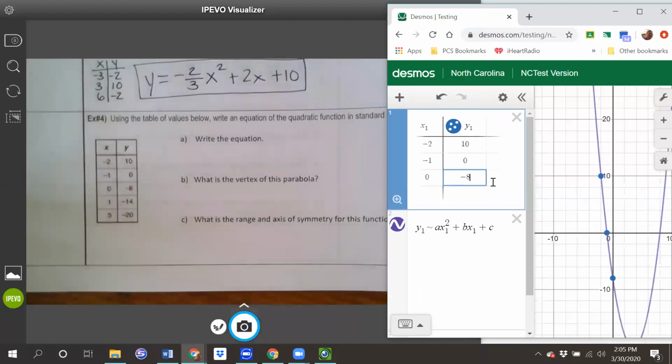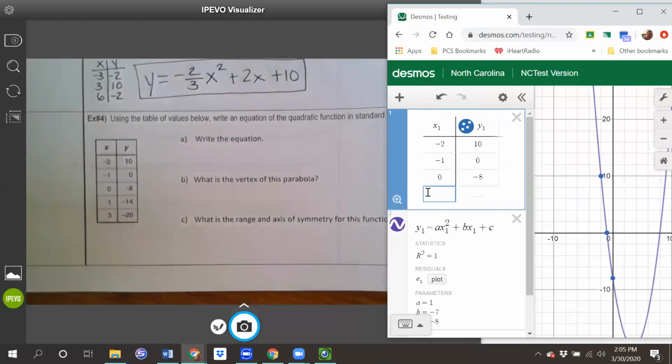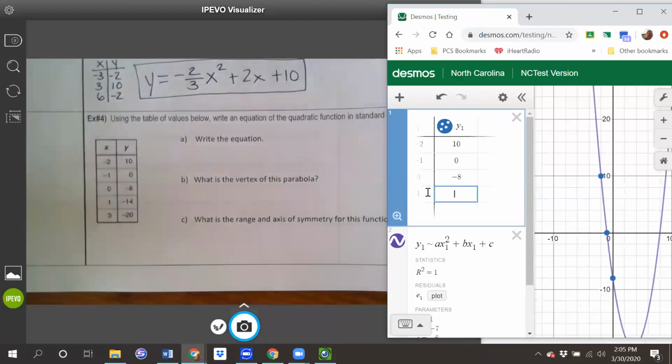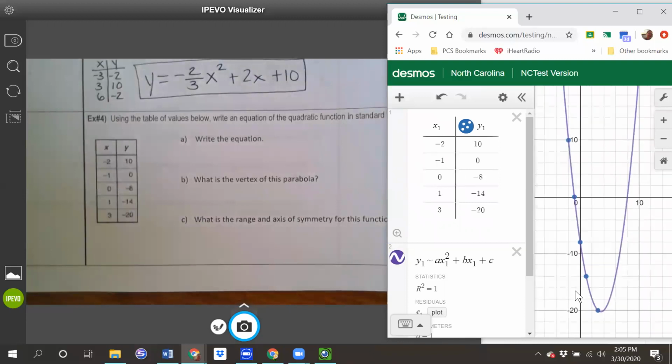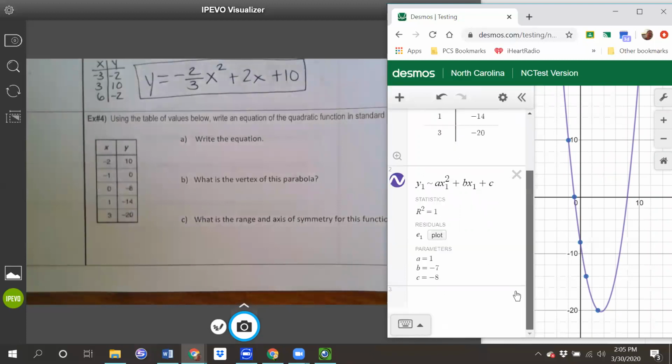What does that say? -8. I'm going to click down and just keep adding to it. +1, -14, and then +3, -20. So that has been adding in more points, and it is connecting my new quadratic function to those points. So write the equation. Here are my A, B, and C's that I need.